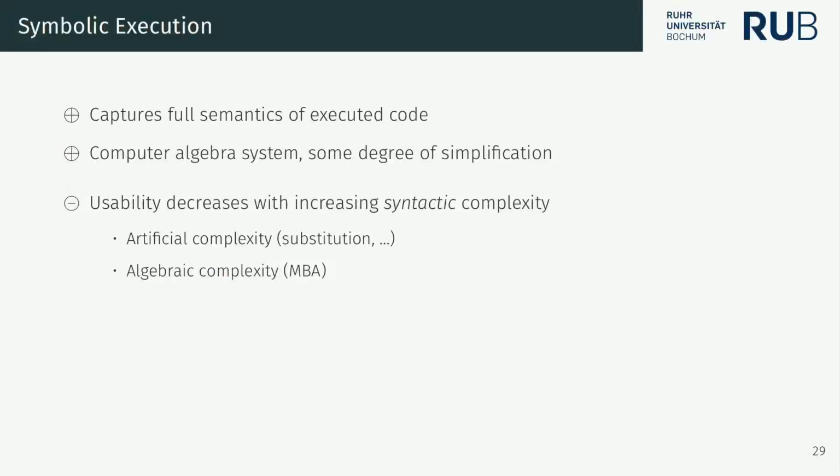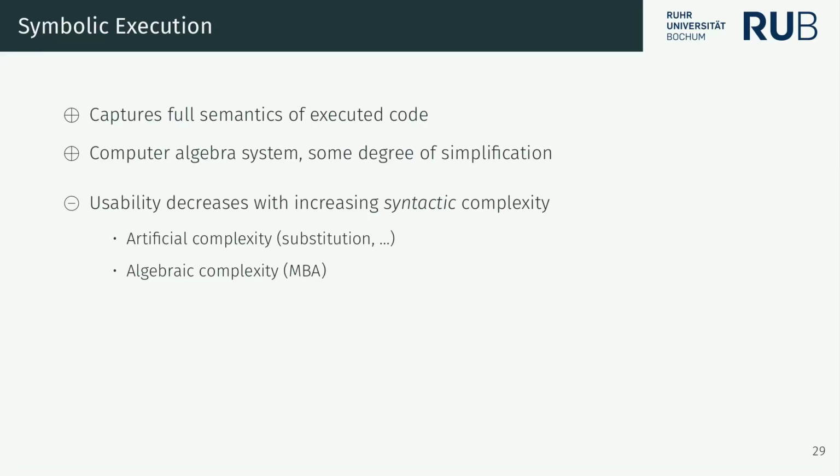So symbolic execution is nice because it allows us to capture the full semantics of the code we execute. Also, it's a computer algebra system, and as we've seen in the NOR example, it allows some degree of simplification of the intermediate expressions. However, the usability decreases to some point if the syntactic complexity of the underlying code increases. For example, we can introduce artificial complexity by substituting instructions or using opaque predicates or other schemes we've seen earlier. Or we can increase the algebraic complexity by employing techniques like mixed Boolean arithmetic expressions.